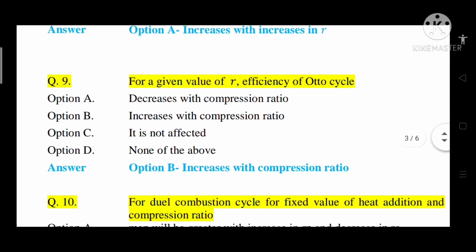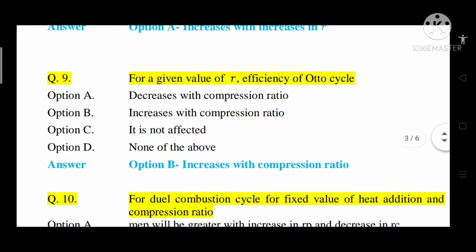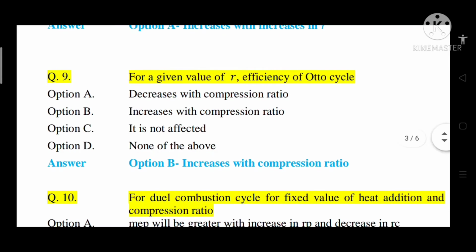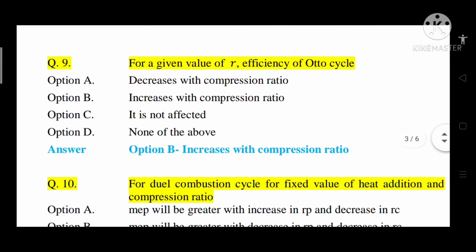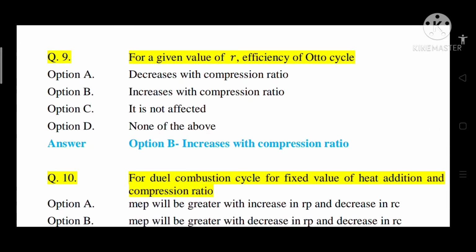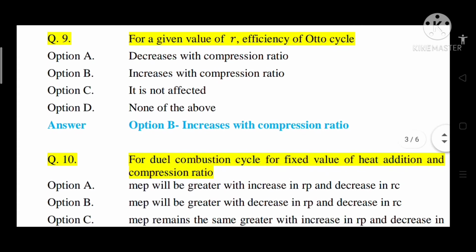Question number 9. For a given value of R, the efficiency of the Otto cycle, option A decreases with compression ratio, option B increases with compression ratio, option C it is not affected, option D none of the above. So the correct answer is option B, increases with compression ratio. Because the efficiency of the Otto cycle is 1 minus 1 upon R raised to gamma minus 1. So that is why the efficiency increases with compression ratio.